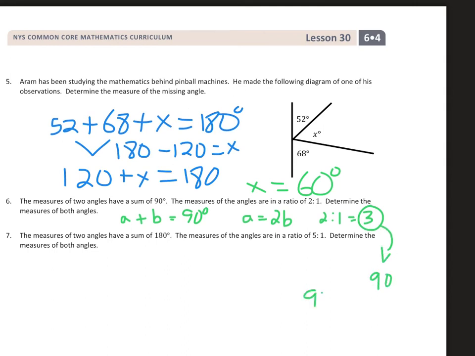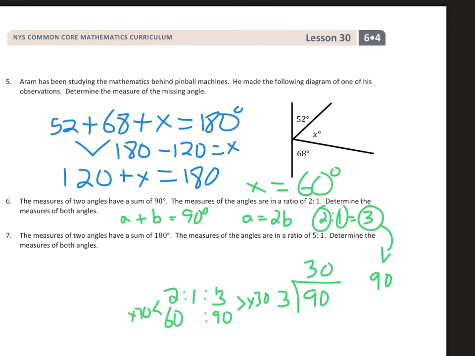So I'm going to do 90 divided by 3, and see that that's 30, and I'm going to do each of these times 30. Figure out why. Feel free to pause the video. So 2 to 1 to 3, in order to make it 90, was times 30. So 2 times 30 is 60, and 1 times 30 is 30. And there you have 2 angles that added together equal 90, and one of them is twice the amount of the other one.